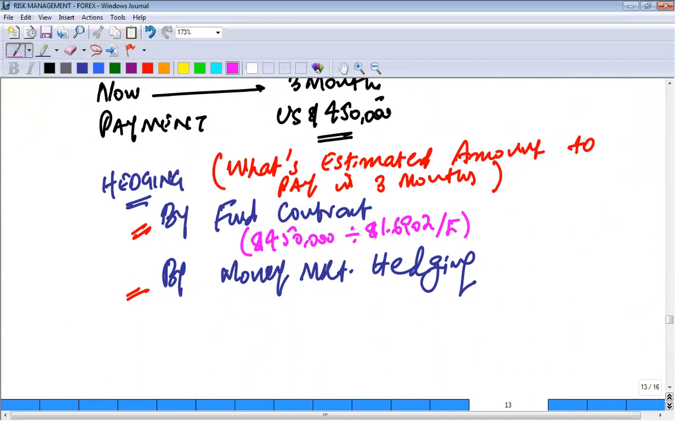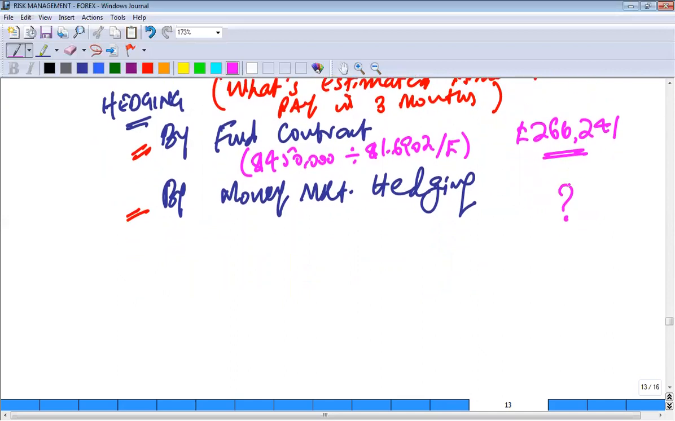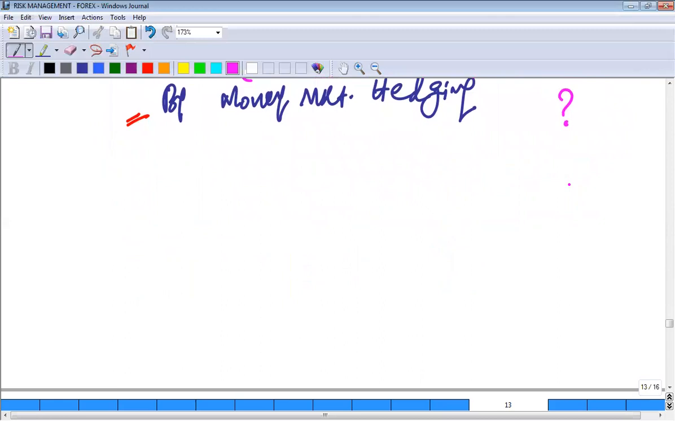In case of forward contract, we have to pay 266,241. If we arrange the forward contract, we need to pay 266,241 sterling. But in case of money market hedging, how much amount should be paid? That is what this topic is about.